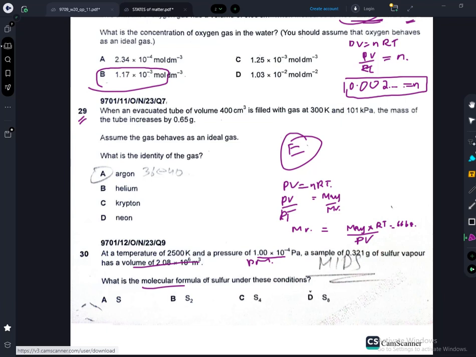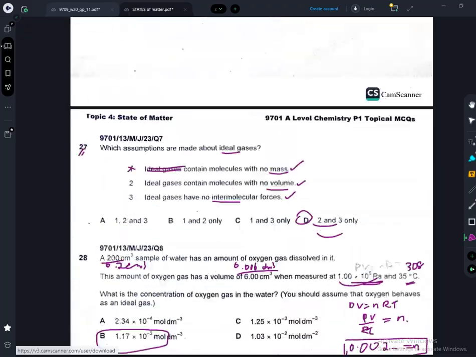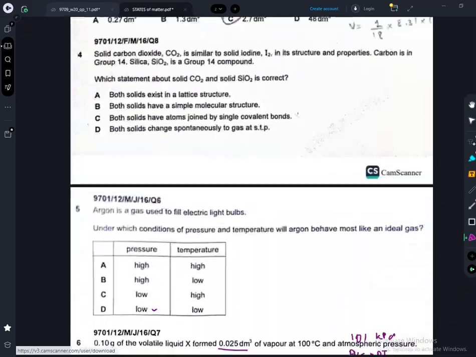So 1 into 10 raised to power minus 4 multiply 2.08 into 10 raised to power 6. So 6668 divided by 208 is 32.08. So the Mr of this sulfur vapor is 32.08, and we know the Mr of sulfur in elemental form is 32. So A is your right answer, and this brings an end to this beautiful little P1 of this chapter.